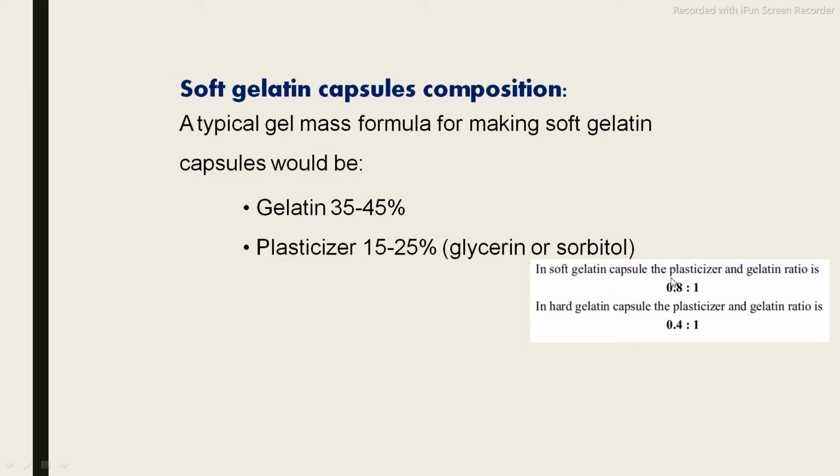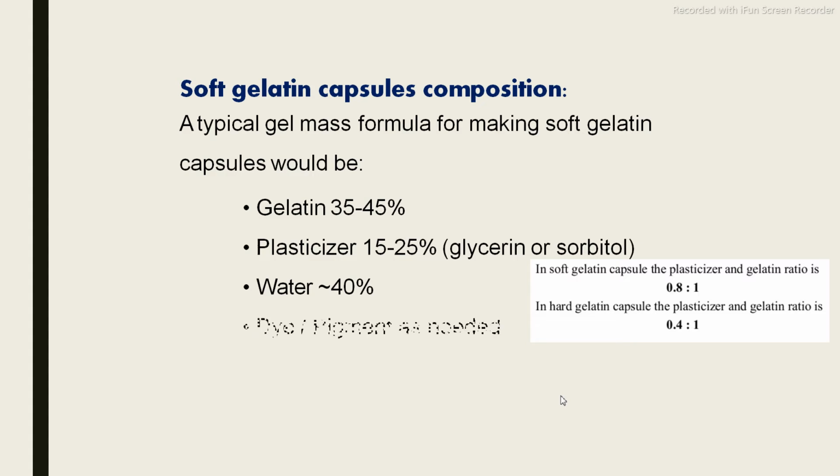And in the case of soft gelatin capsule, suppose you are considering 1 or 1.2 instead of 0.8, then the soft gelatin capsule may become softer in nature, and sometimes it may rupture. So that's why plasticizer content must be as per the specification. For hard gelatin capsule, the ratio of plasticizer to gelatin must be 0.4 is to 1, and for soft gelatin capsule it must be 0.8 is to 1.